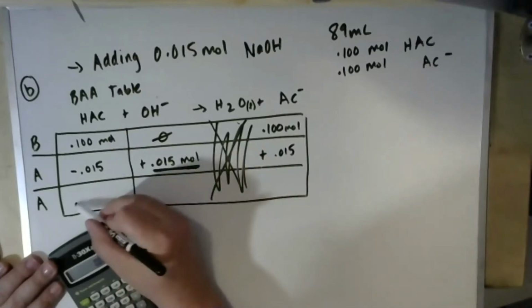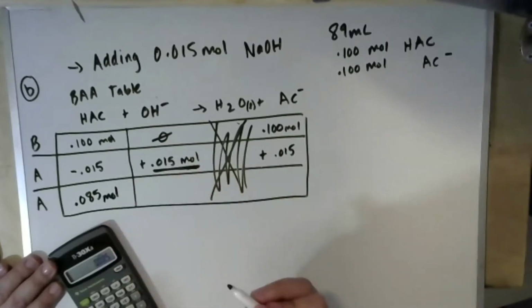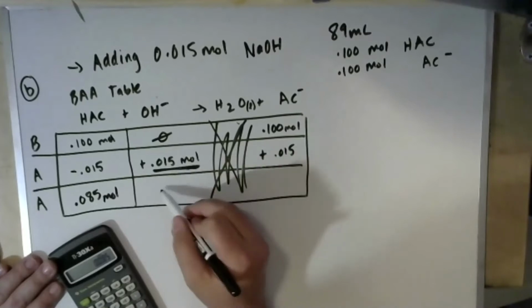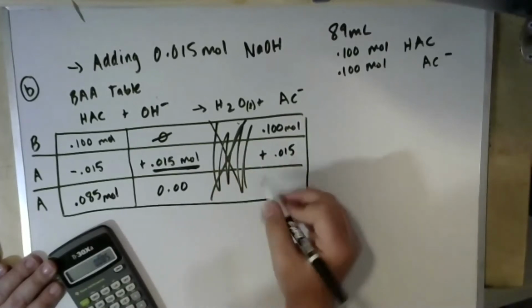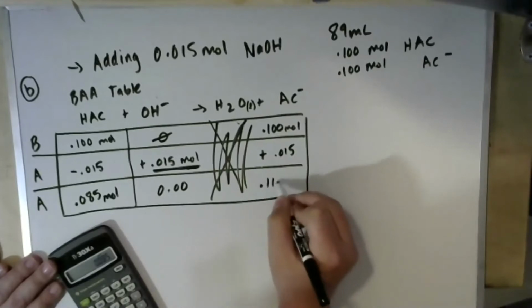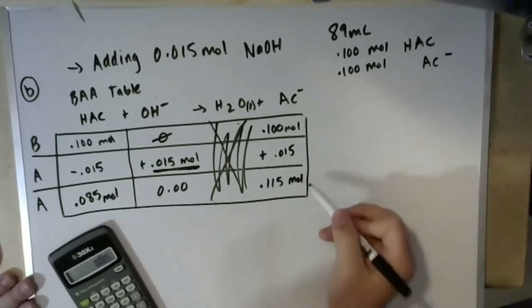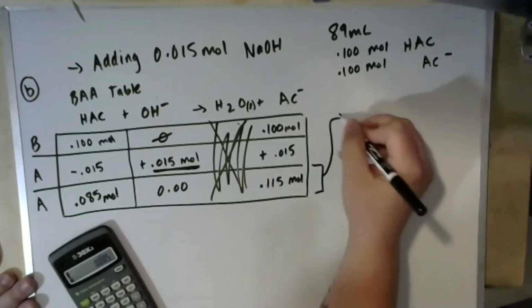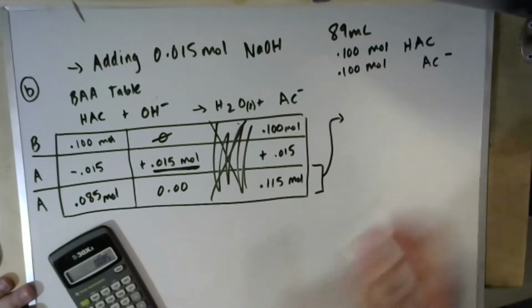So we have 0.085 moles of the acetic acid left. We're going to use all of the hydroxide up, right? So we're not going to have any of the hydroxide left over. And we're going to have 0.115 moles of the acetate ion. We're going to take these values from our equilibrium row and turn them immediately into concentration values so that we can put them into our ice table.